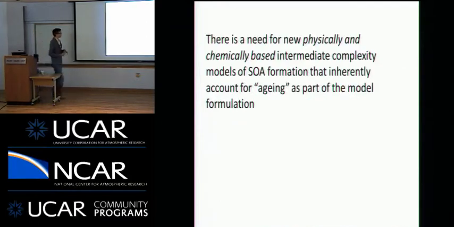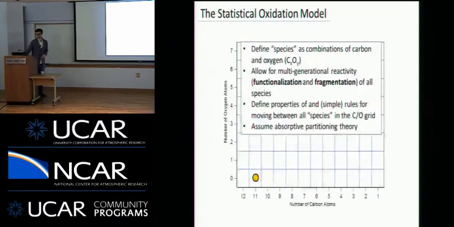And so what I would say is that there's a need for new physically and chemically based intermediate complexity models of SOA formation that at least inherently account for this aging as part of the model formulation. Okay. And so hopefully that's where my model comes in. So the statistical oxidation model, it's simple in concept, and we're trying to make it simple in application as well.